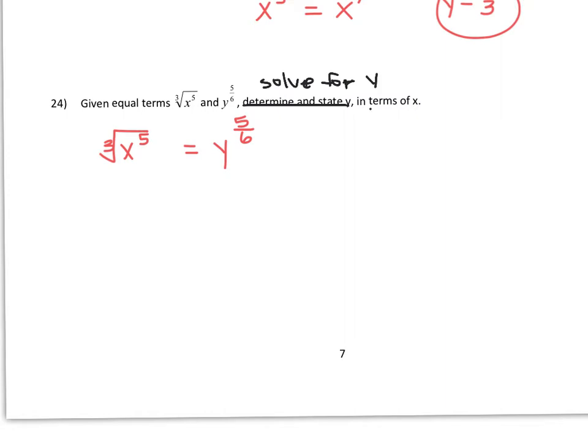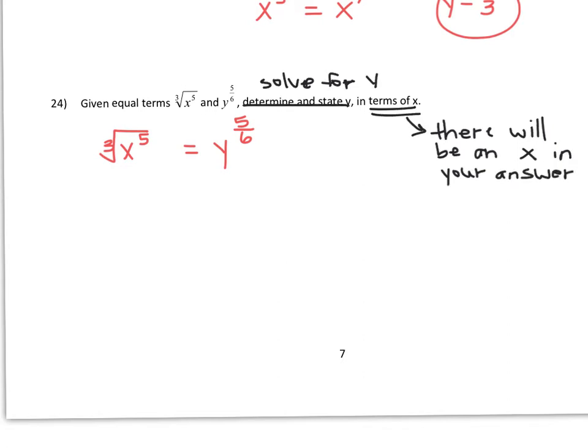And when they say in terms of x, that's another way of saying there will be an x in your answer. Okay, so you're not going to wind up with some numerical answer like we did up here in number 23, where we wound up with 4/3. We're going to wind up with an x in our answer.